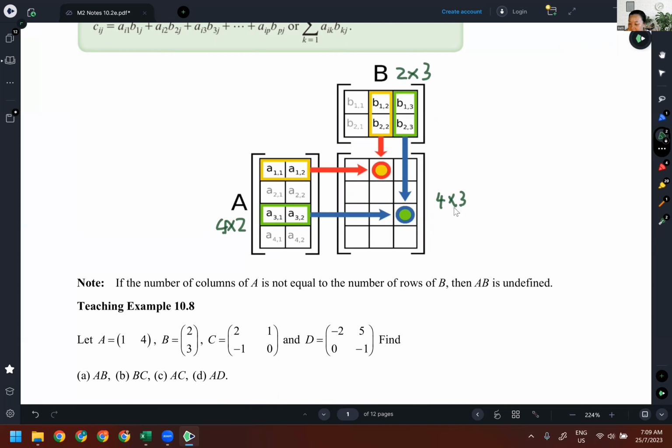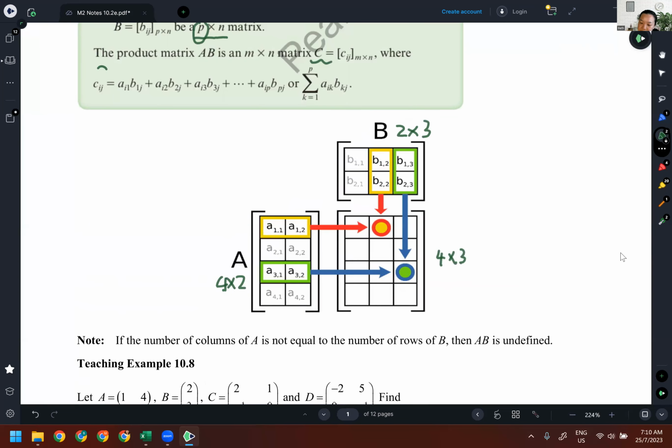Then how to find out the 12 elements inside this new matrix? From this formula. You can write it out. It's quite long, but you can also shorten it using the summation notation. But anyway, you should understand that to obtain a certain element inside the outcome matrix, you have to use a certain row of A and a certain column of B.